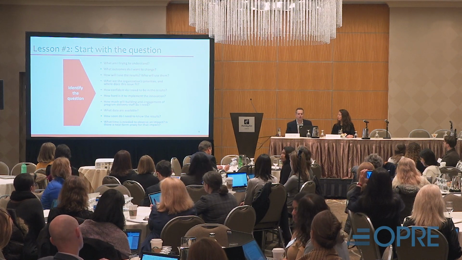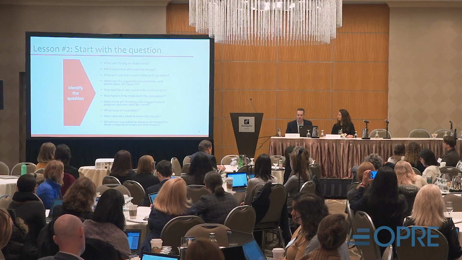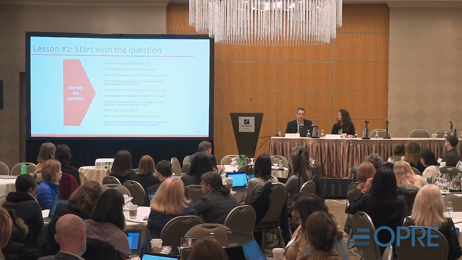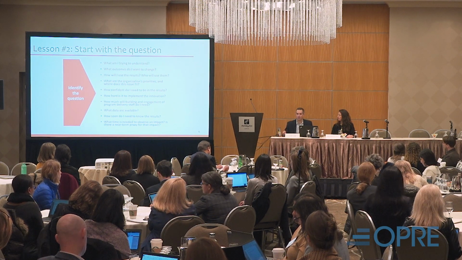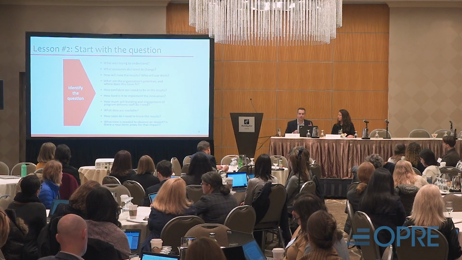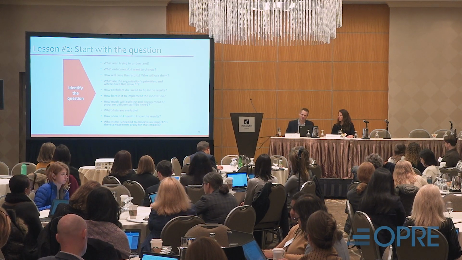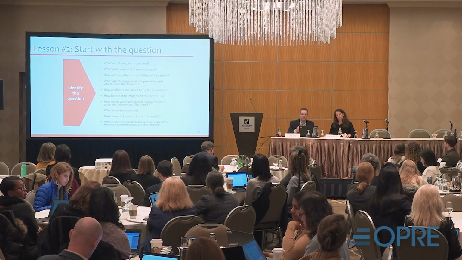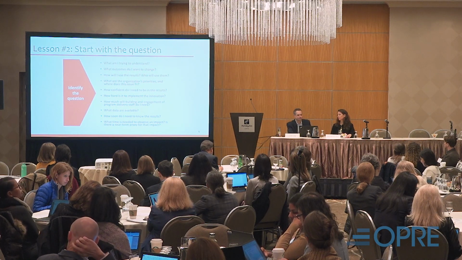What data are available? How soon do I need to know the results? What time is needed between when I make a change and when I can observe an impact on the outcomes that I'm interested in? And often those two things are in conflict. I usually need to know the results sooner than I can actually observe the impact. So in those cases, is there a near-term proxy that I can use as a measure of potential impact? So those are the questions we think, and we'll dig into these a little more, that are important in order to begin to select your program improvement approach.